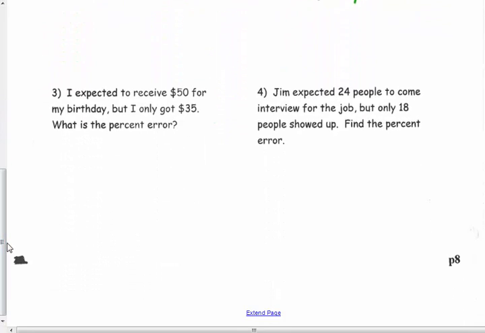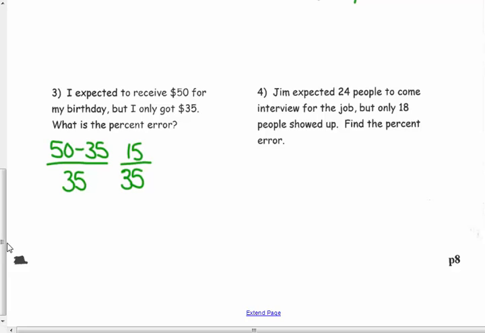I expected to receive $50 for my birthday, but I only got 35. Darn. I expected to get 50, but I only got 35. Well, I'm a little short. What is the percent of error in my expectation? Well, take their difference, put it over what you really got, the actual 35. Their difference is 15 over 35.